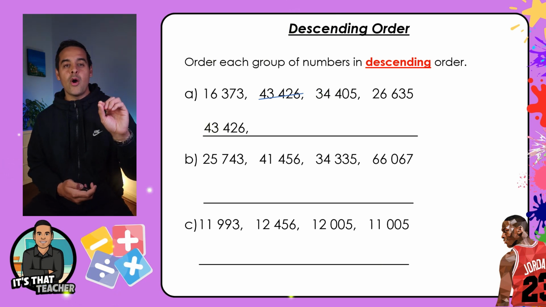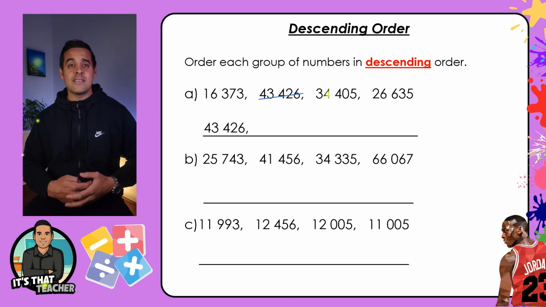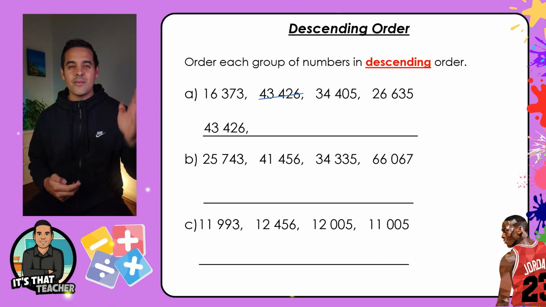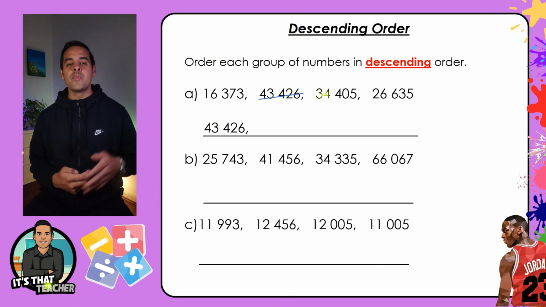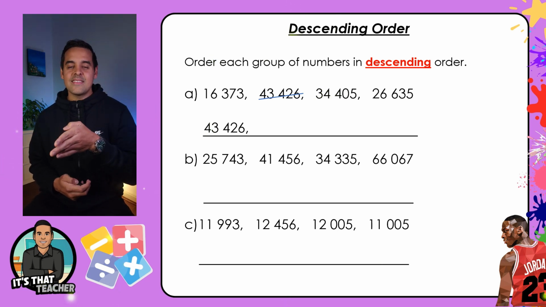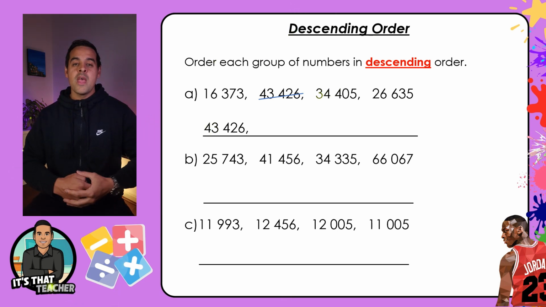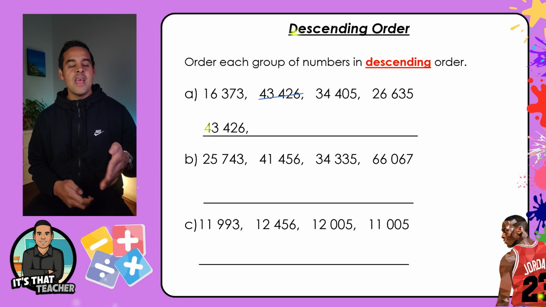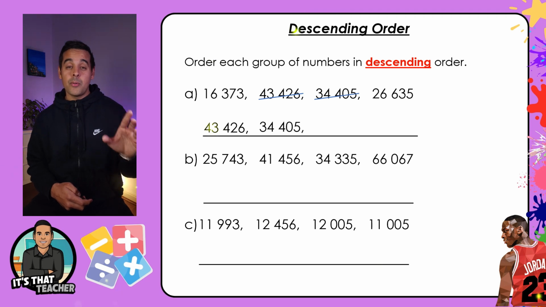So we only have 3 options now. We have 16,000, 34,000, 26,000. Remember, we're only focusing on the tens of thousands column. I know that it's 16,373, but when the tens of thousands are very different, that's how you go. That's why knowing your place value is super important when it comes to descending order. So the next largest number would be 34,405. Cross it off, put it below.